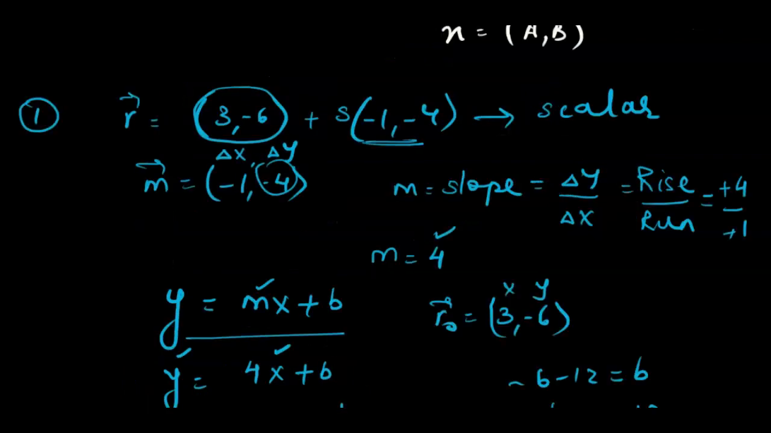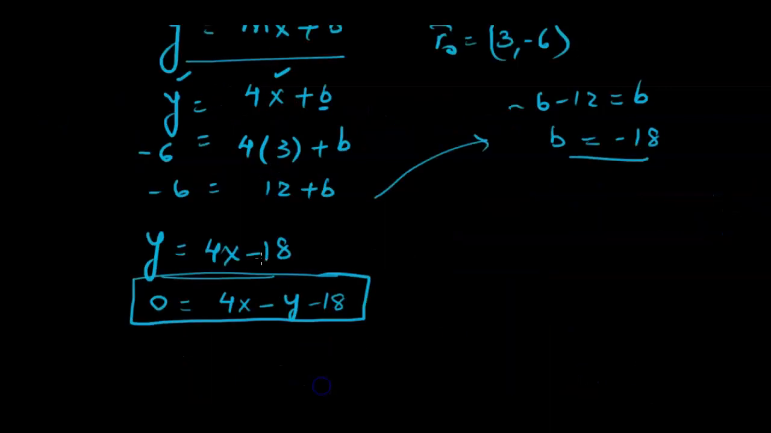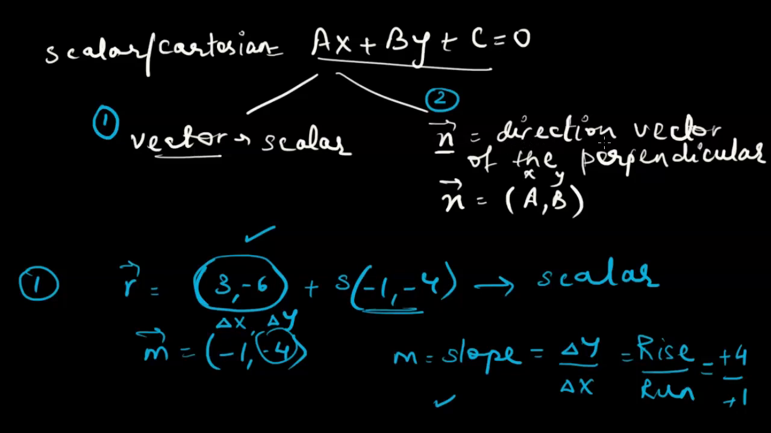So all we have to do is, whenever we are given a vector equation, we take the direction vector, turn it into slope, put it in the y equal to mx plus b formula as slope, and substitute x and y from r0, and solve for b. Once we get the b value, we move everything to one side in order to make it look like a standard form of line equation. Let's take up the second type. When we're given the direction vector of a perpendicular, how do we write down the Cartesian or scalar equation?